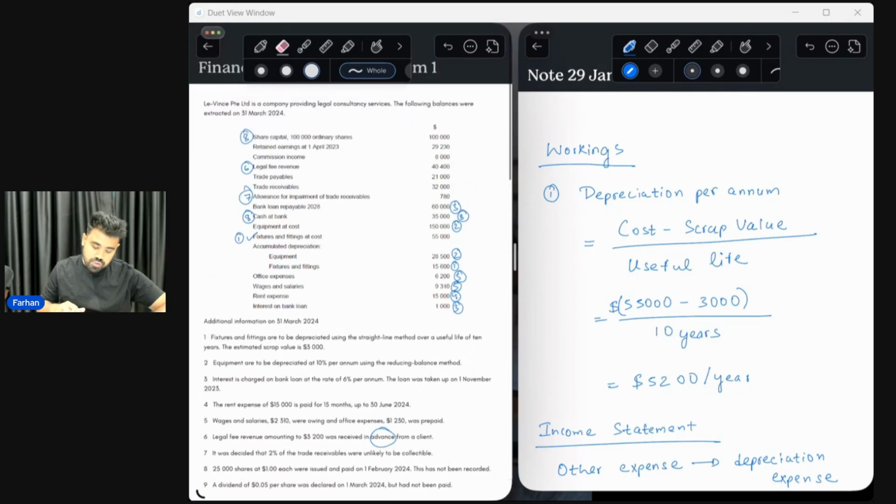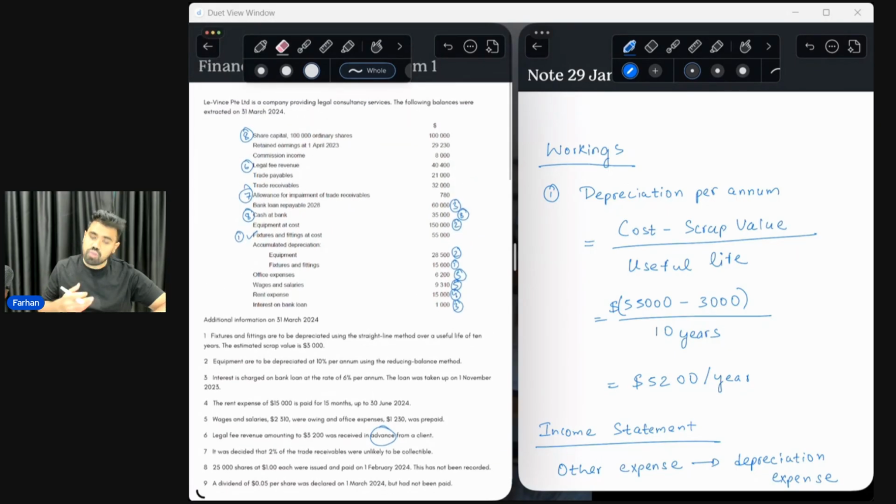Okay. So let's start with the workings that are required to solve this question. And we'll start by first looking into additional information number 1. Fixtures and fittings are to be depreciated using the straight line method over a useful life of 10 years, and the estimated scrap value is $3,000.